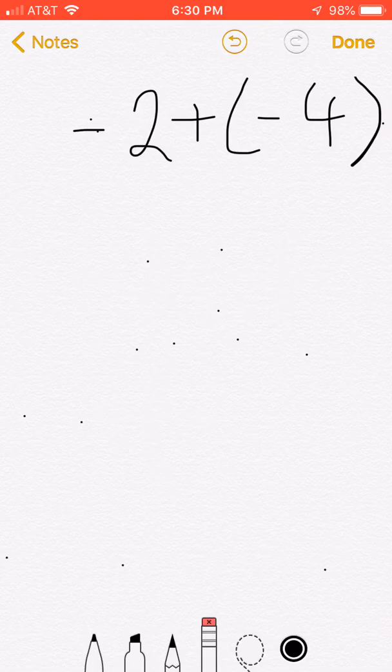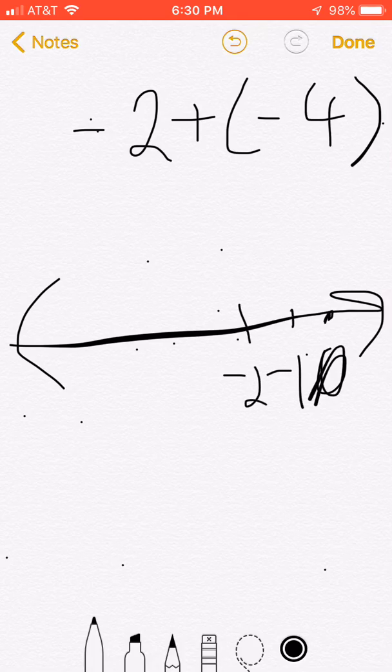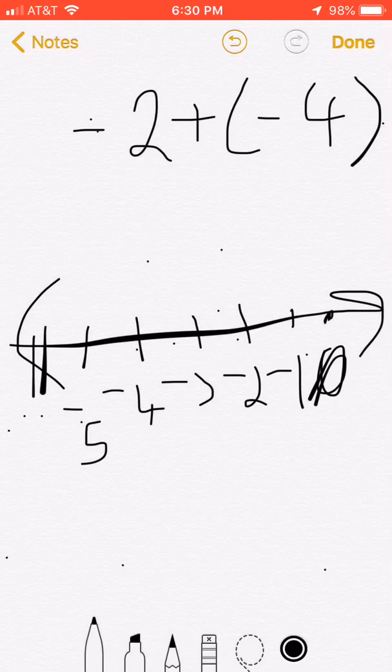So basically what that means, we can draw our number line. Usually 0 is in the middle, but this time we don't have any positive numbers. So -1, -2, -3, -4, -5, -6. And we're done.